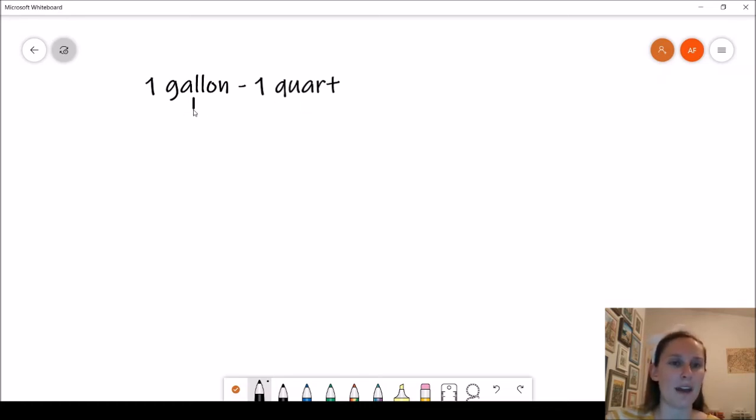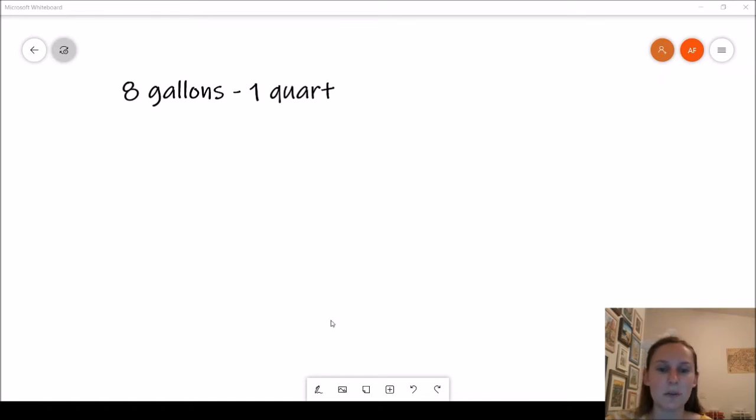I know that 1 gallon is 4 quarts. I can convert my 1 gallon into 4 quarts and then I can subtract 4 quarts and 1 quart. They are in the same unit. 4 quarts minus 1 quart will give me 3 quarts. If I have different units and I'm trying to subtract, I'm going to need to convert so that I'm able to subtract similar units from each other.